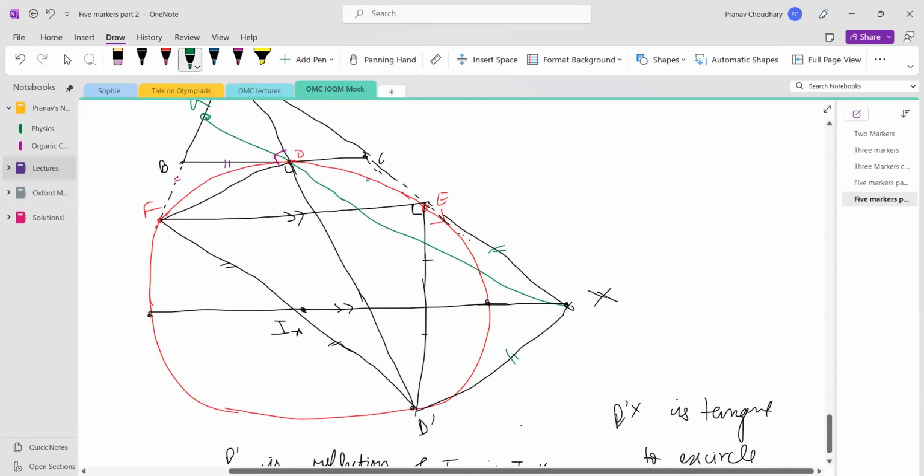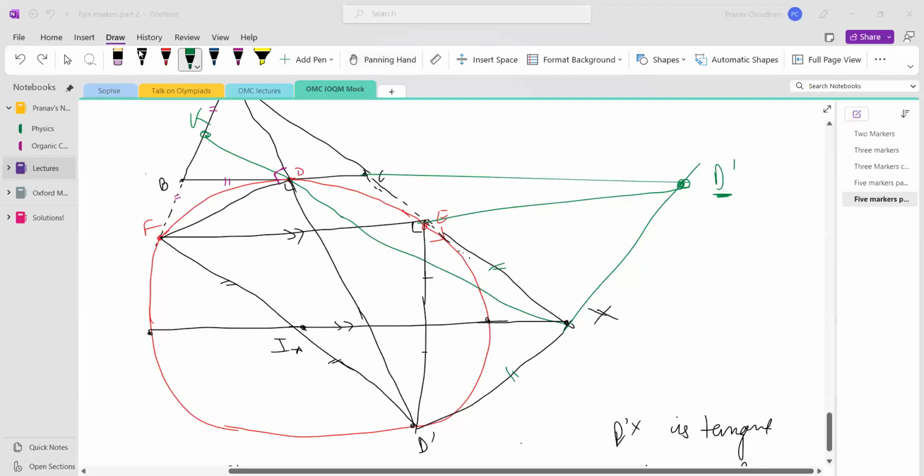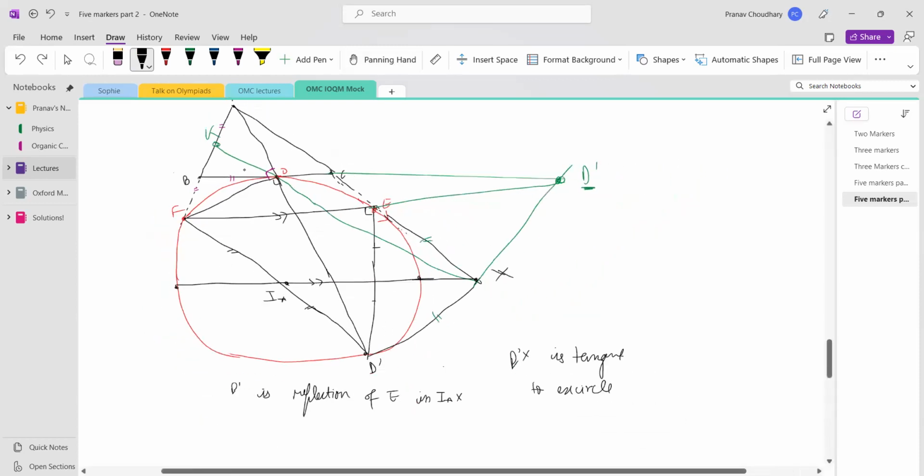So let's just extend this line. If you know harmonics, projective geometry and all, this point is very easy to show to be concurrent. Apart from that, let me see if you can do power of a point. Well, I cannot think of a solution using power of a point, but there exists a simpler solution using symmedians to prove this concurrency.